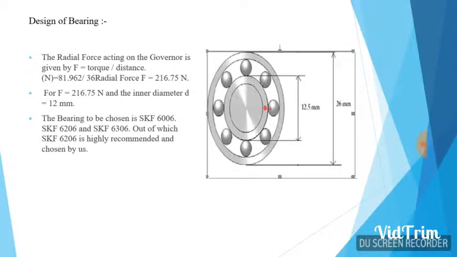Let's move on towards the design of bearing. The radial force acting on the governor is given by F is equal to torque upon distance. The force is equal to 81.962 upon 36. The radial force will be 216.75 Newton. For F equal to 216.75 Newton and the inner diameter equal to 12 mm, the bearings to be chosen are SKF 6006, SKF 6206 and SKF 6306, out of which SKF 6206 is highly recommended and chosen by us.